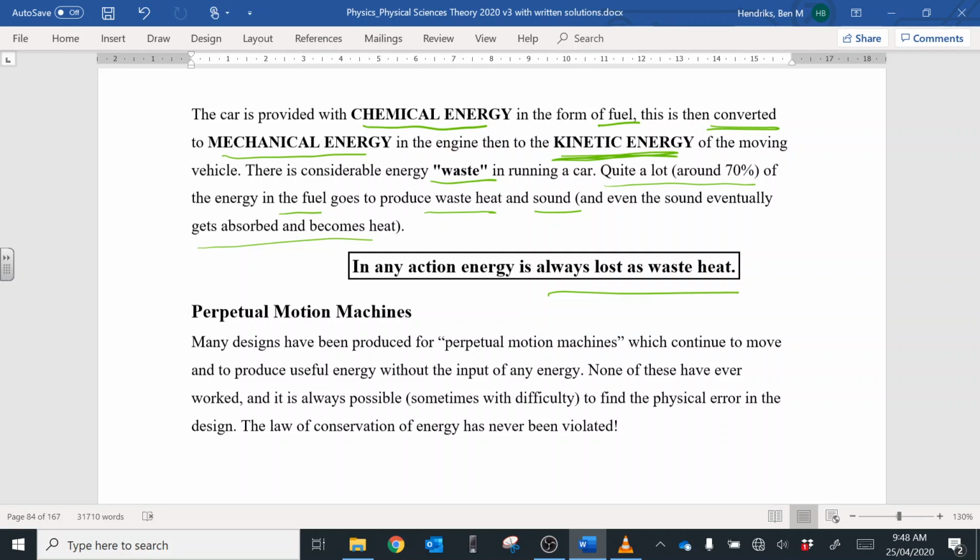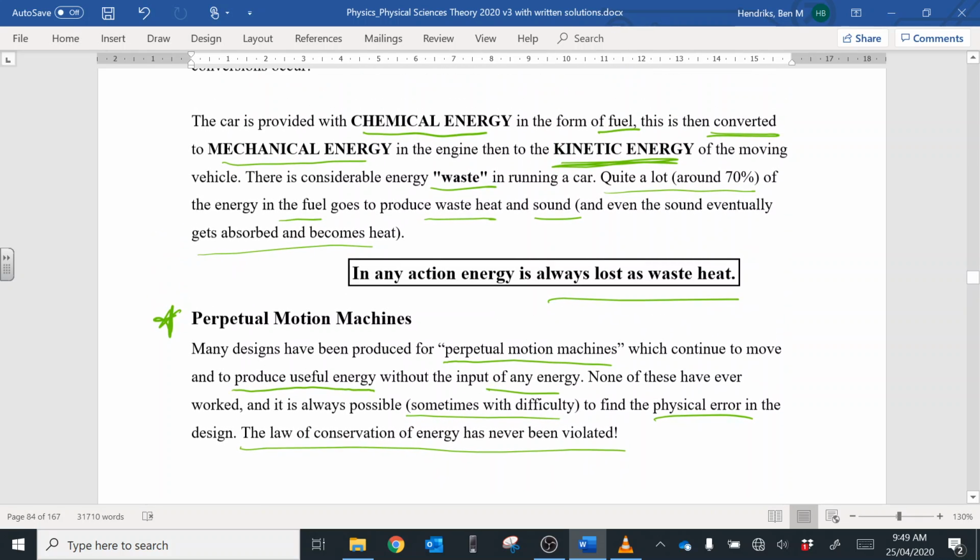Perpetual motion machines, you might have heard of a perpetual motion machine before. Many designs have been produced for a perpetual motion machine, which continue to move and to produce useful energy without the input of any energy. None of these have ever worked, and it is always possible, sometimes with difficulty, to find the physical error in the design. The law of conservation of energy has never been violated.